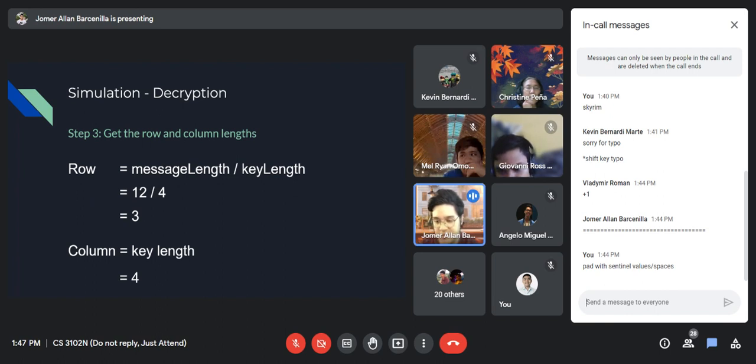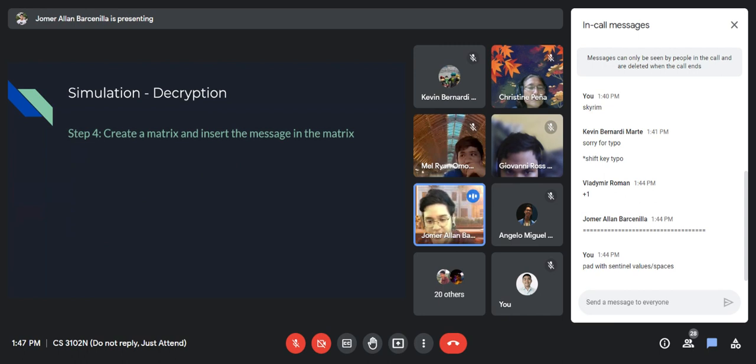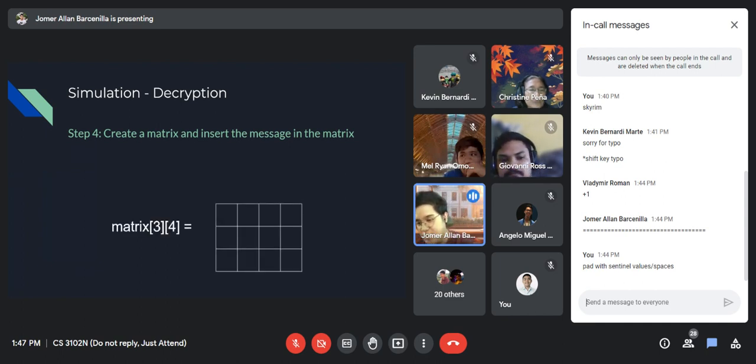Step 3 is also to get the row and column length, which is just the same. Next, the difference in step 4 of encryption and decryption is that in encryption we insert the message through row major order. In here, we insert the message through a column major order. So first is ROP, CTA, PRY, and then YGH.